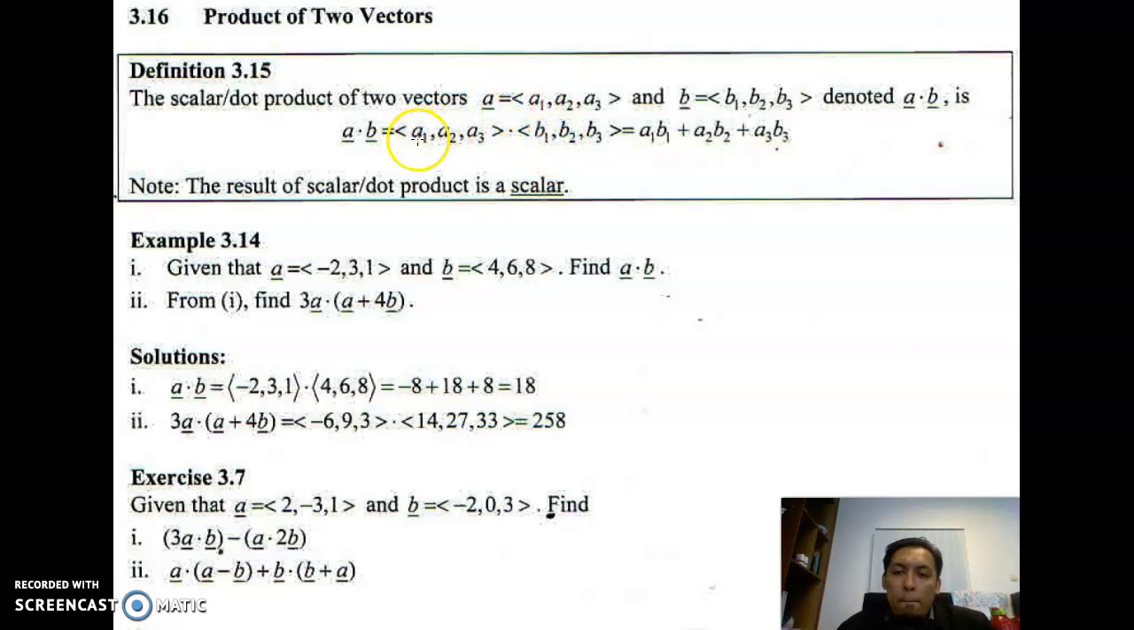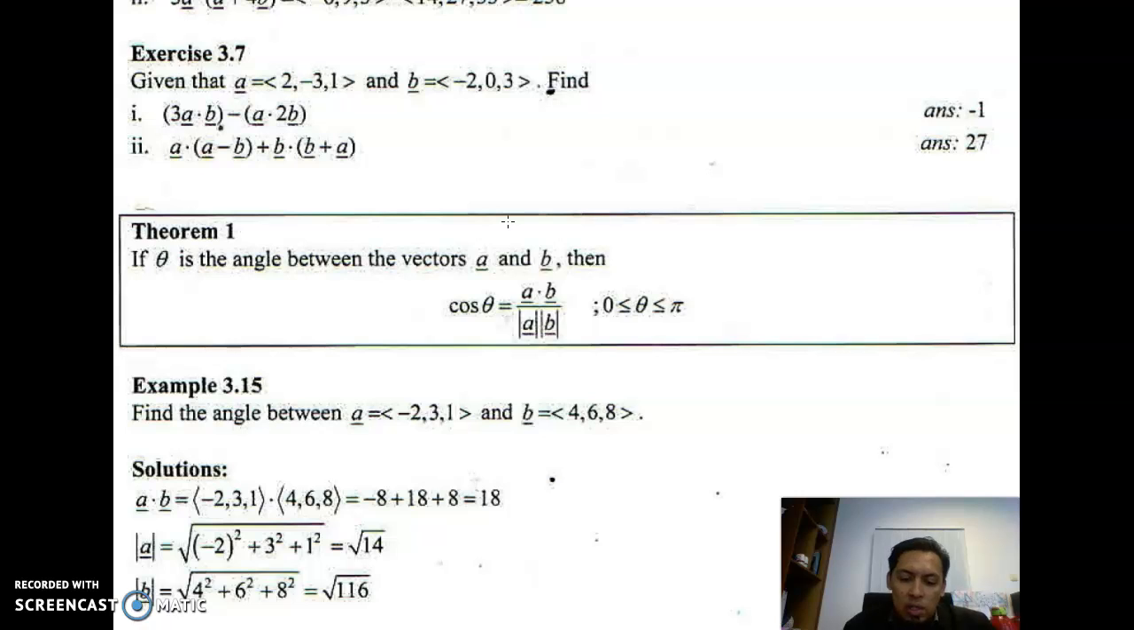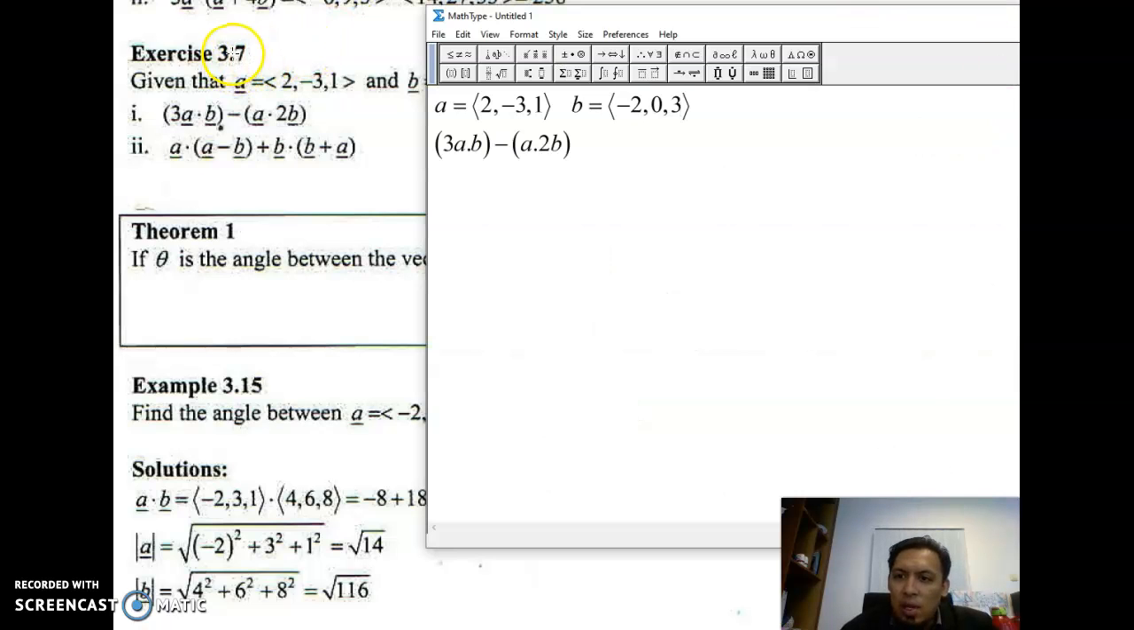So we have A times B: A1 times B1 plus A2 times B2 plus A3 times B3. Okay, this is how you do it, and you'll get one value as a result of a dot product. Okay, let's try to do one exercise. Let's look at exercise 3.7 number 1. So this is the question.